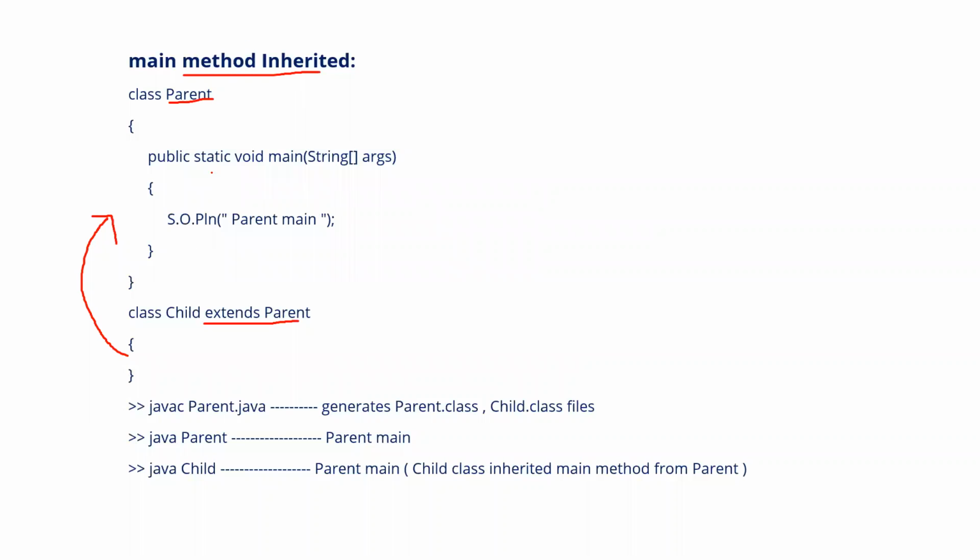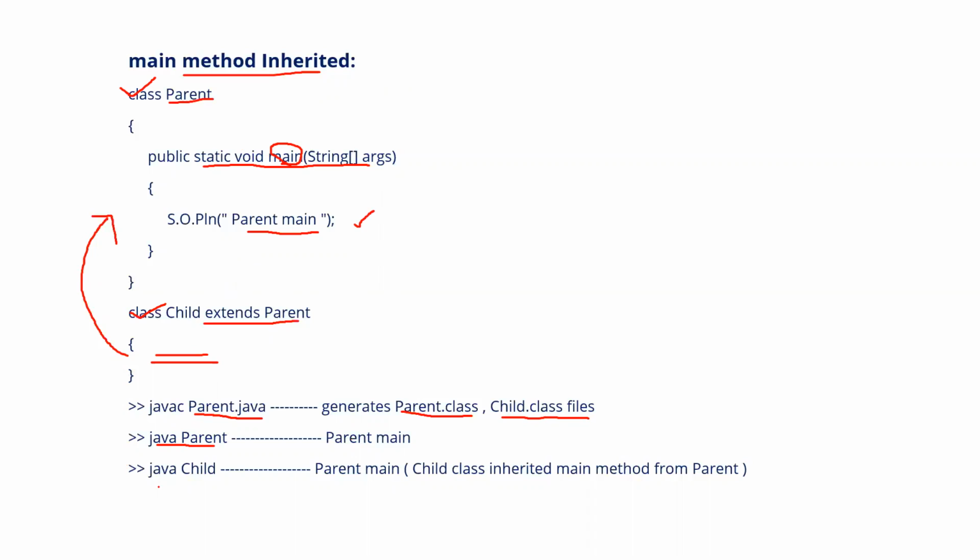Okay, now observe carefully. I declared a main method in the parent class, printing parent main. There is no main method in the child class. Now I'm saving with parent.java and compiling with javac Parent.java. Whenever you compile, you will get a separate .class file for every class present in the program. This is one class and this is another class. You will get Parent.class and Child.class in the current working directory. Whenever I run java Parent, JVM will check for the main method in the parent class. Yes, it found it, so it prints parent main.